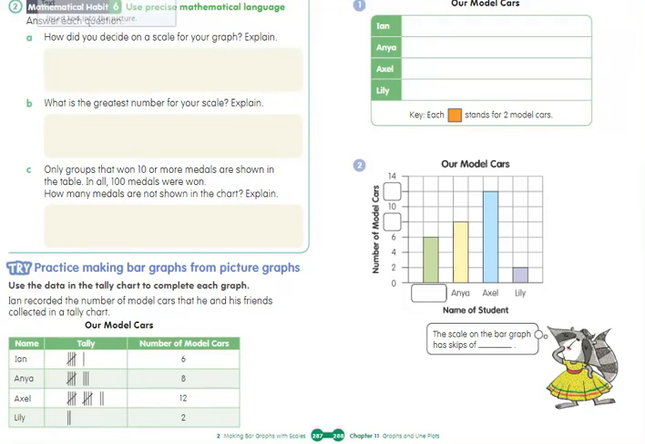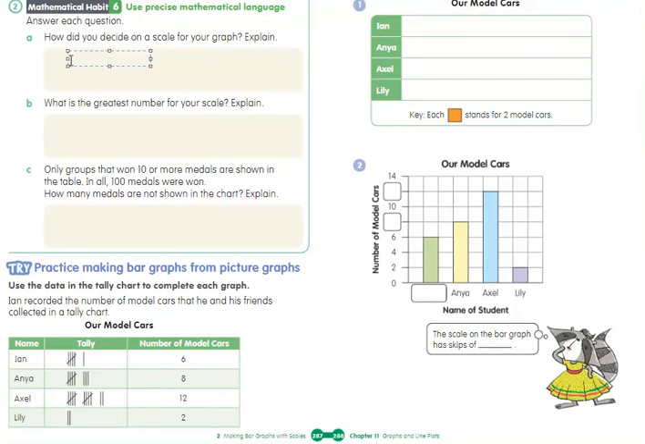All right, so now I need to answer some questions about what I did. It says, answer each question. How did you decide on a scale for your graph? So I need to think, how did I figure out that I needed to do my scale by 2? If I think back to my graph, I needed to have a graph that went up to at least 18 because 18 was my biggest value. So I couldn't go by 1s. If I went by 5s, then it would have gone too high. So I decided on my scale.